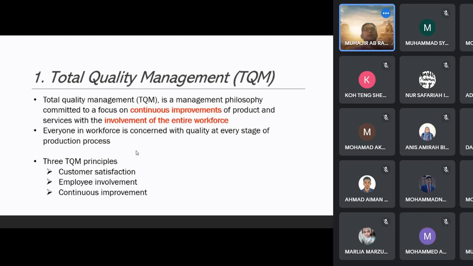Okay, now we look at total quality management. Total quality management is basically not quality control. Quality control, you know, is just inspection. This is more toward a quality assurance approach. When we talk about TQM, it's a management philosophy committed to focus on continuous improvement of product and services with the involvement of the entire workforce. Just like mentioned before, quality assurance is the responsibility of the workers, not the responsibility of the inspector, QC staff only, okay?